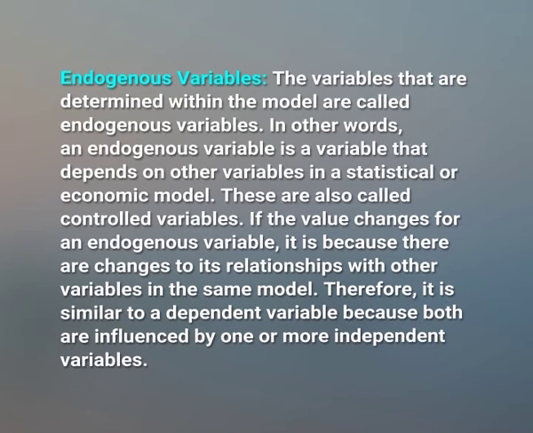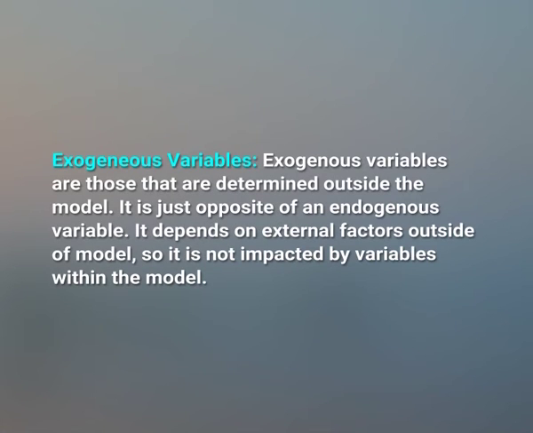The first one is endogenous variables. The variables that are determined within the model are called endogenous variables. In other words, an endogenous variable is a variable that depends on other variables in a statistical or economic model. These are also called controlled variables. If the value changes for an endogenous variable, it is because there are changes to its relationships with other variables in the same model. Therefore, it is similar to a dependent variable because both are influenced by one or more independent variables. Next is exogenous variables.